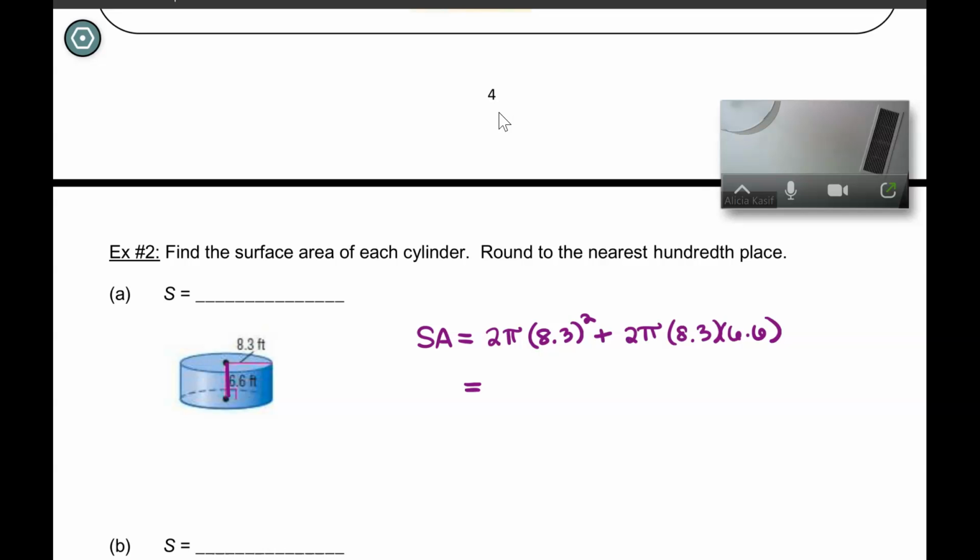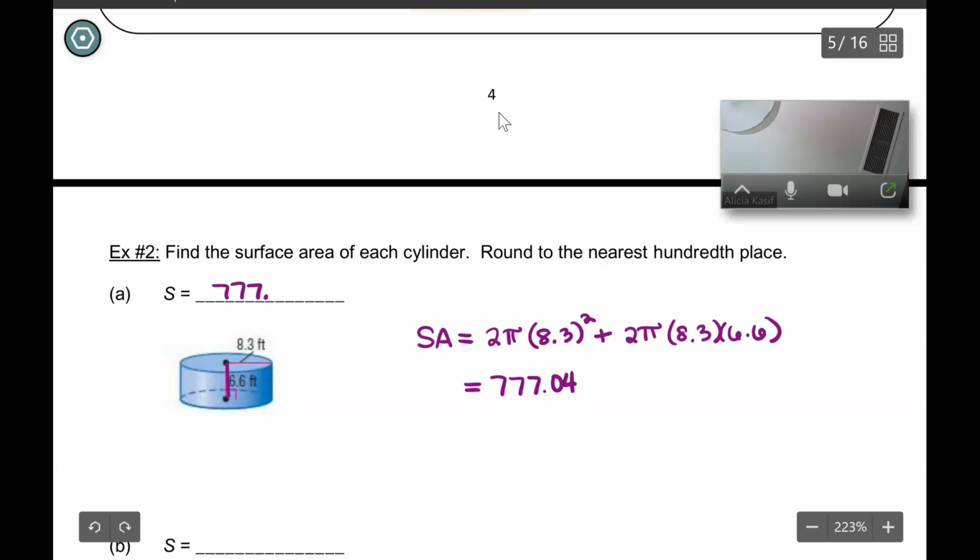Now, if we were in school, it is nice to see exact form. So one of the things you can do is multiply this all out, and you can actually leave pi in your answer. I'm not going to worry about that so much for this problem because there's already decimals involved. So I get 777.04. Double check, make sure you got the same answer.